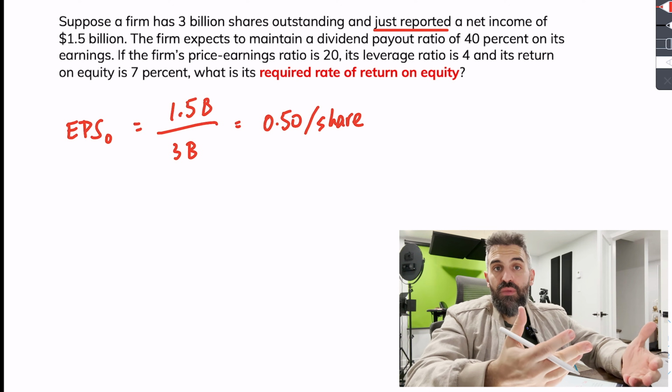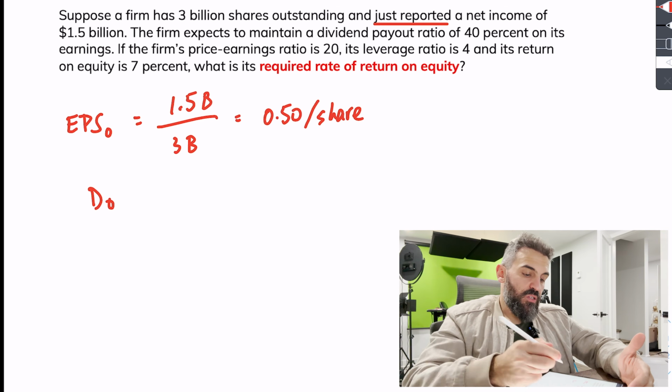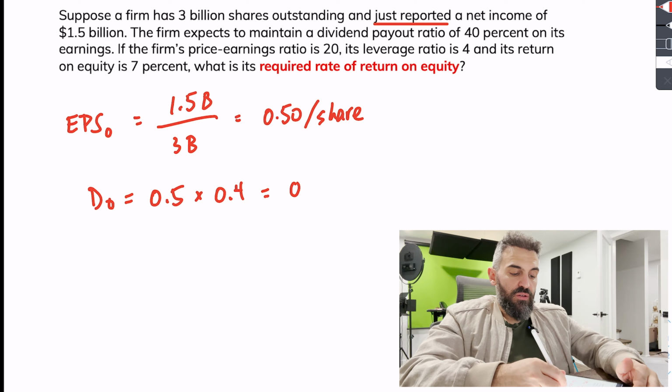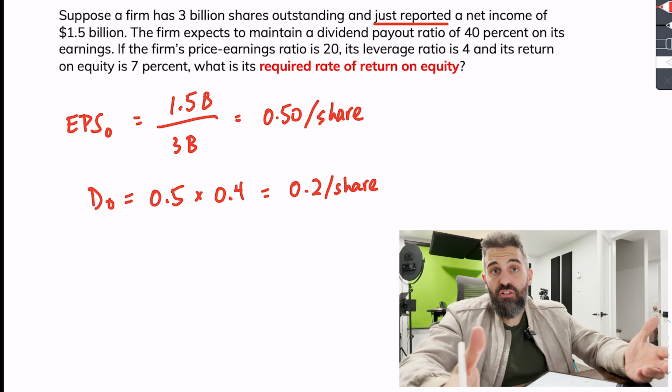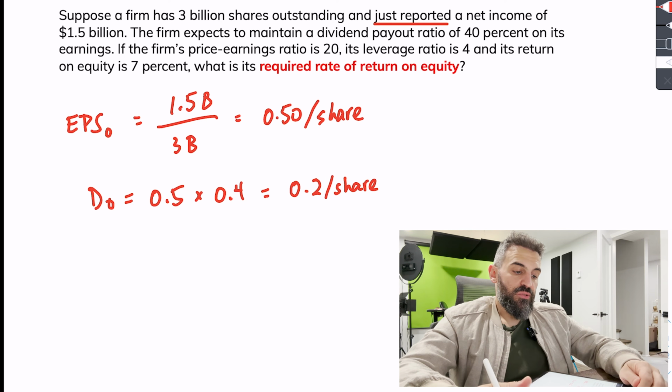So what I can figure out from that is that if they're paying out 40%, the current dividend must be 40% of the 50-cent earnings per share. So the current dividend is about 20 cents per share. I still don't know where this question is going, but that's the information I've gathered. The price earnings ratio is 20.